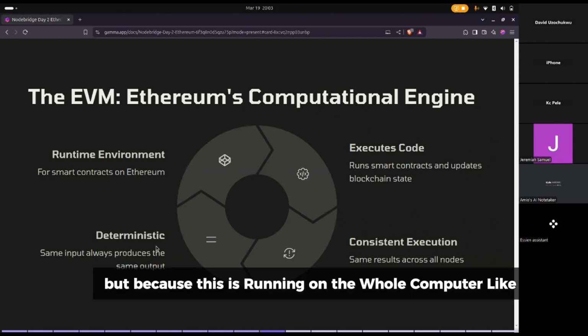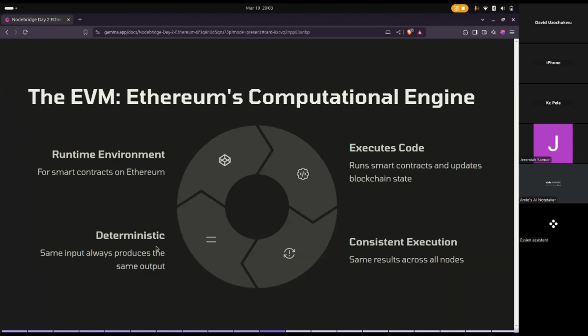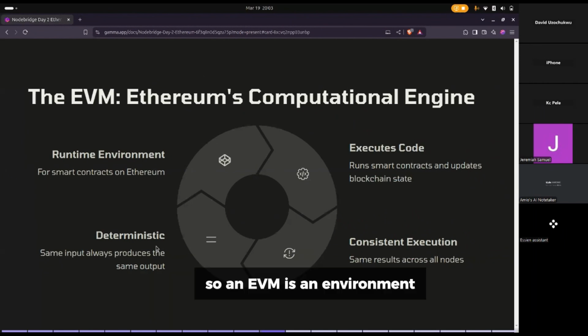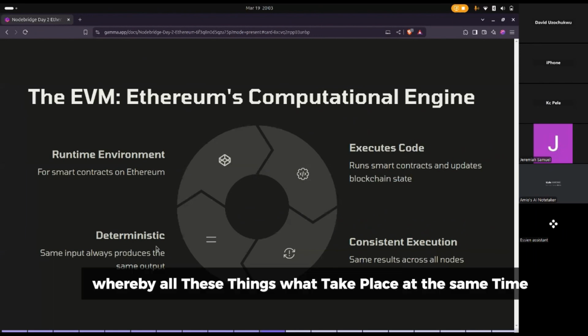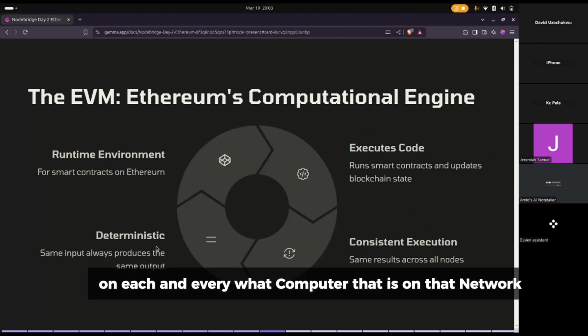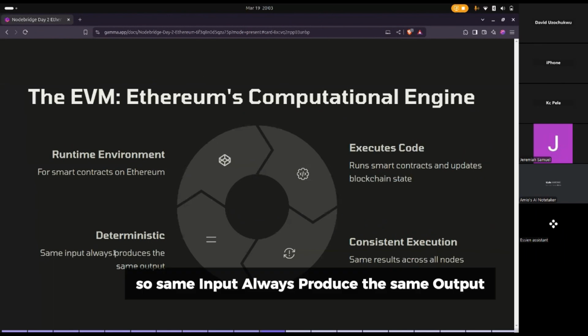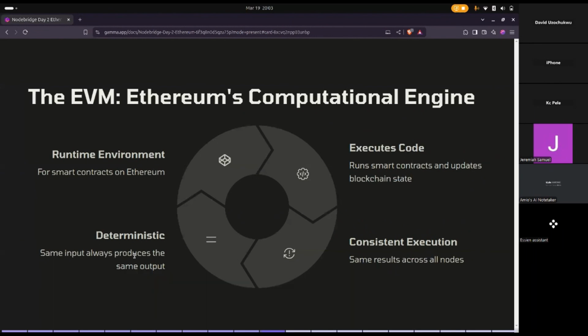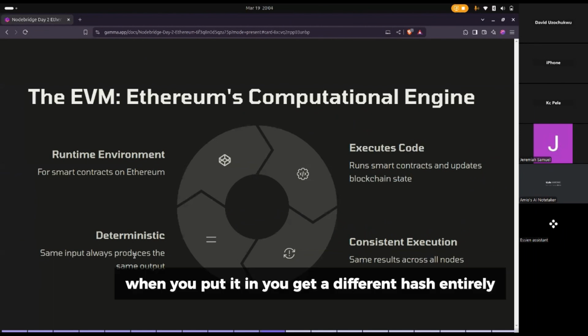But because this is running on the whole computer, like on the whole nodes, we defined what nodes are in the previous session. So an EVM is an environment whereby all these things take place at the same time on each and every computer that is on that network. So same input always produces the same output. What this means is that if you take A and B and you put it in, the hash you get is the same thing. But when you take A and C, when you put it in, you get a different hash entirely.